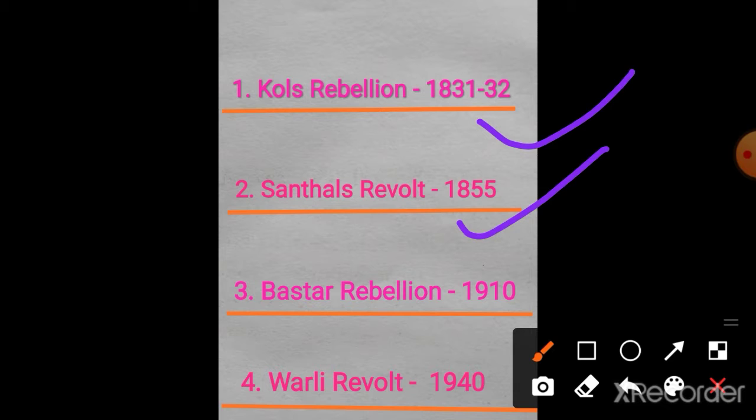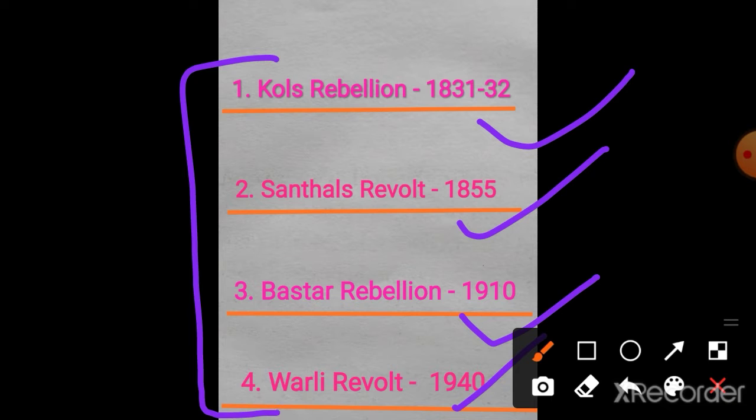This rebellion got huge popularity as well, so this was also an important one. Bastar Rebellion in 1910. Coming towards the last one, Warli Revolt, which was much later in history. So this is Warli Revolt in 1940. Okay, so these are the four main revolts and rebellions that happened in India.